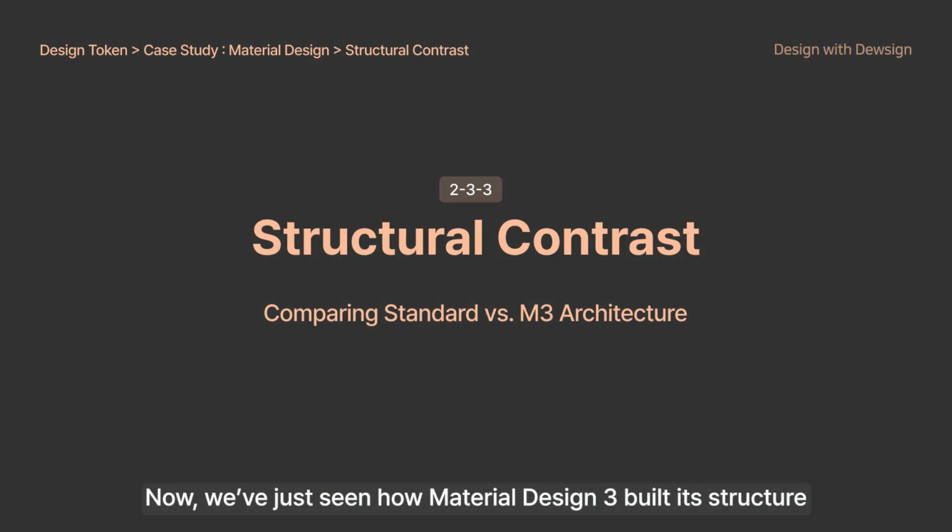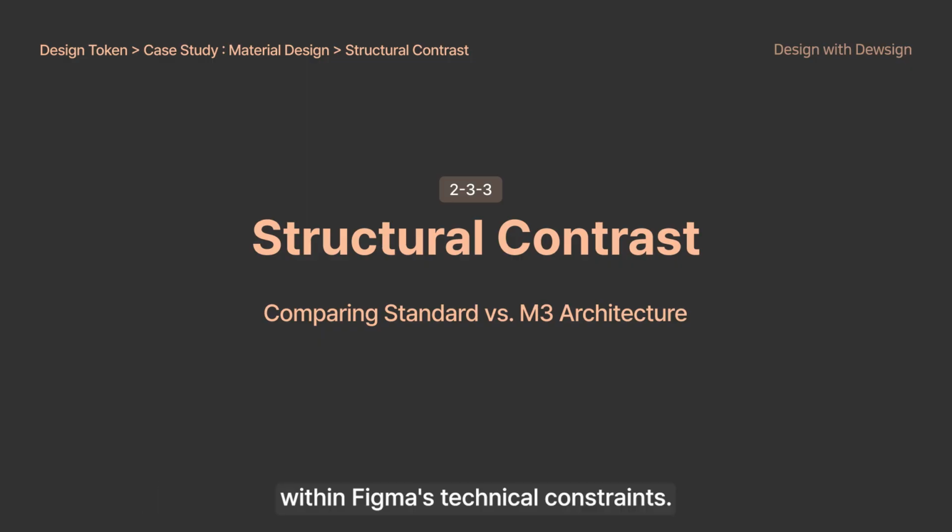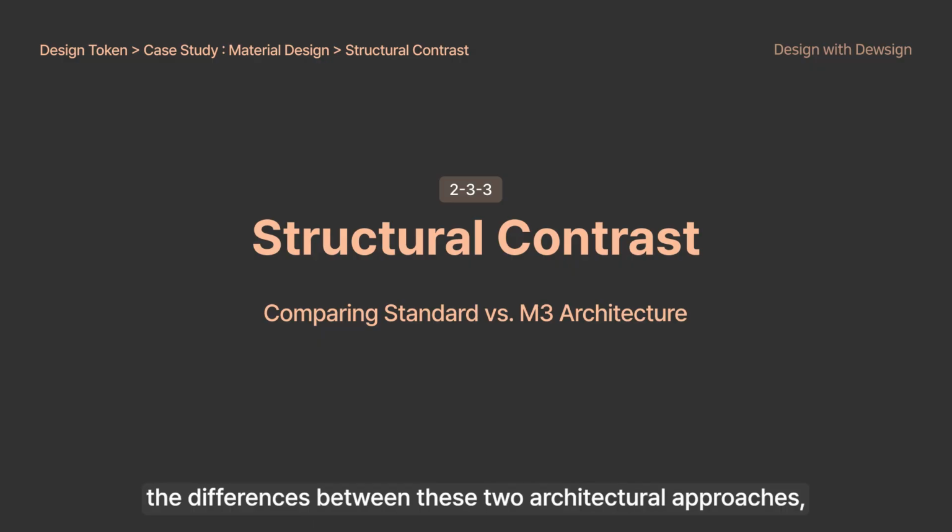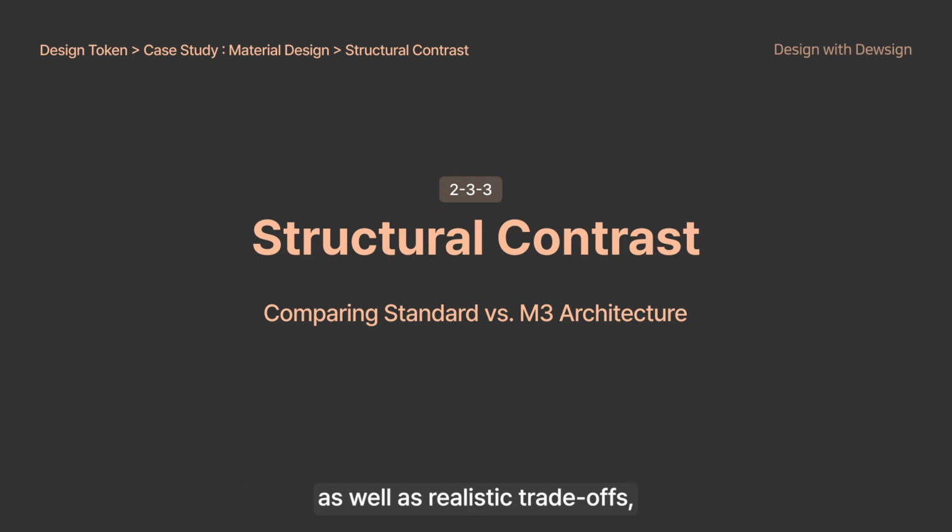Now, we've just seen how Material Design 3 built its structure and expanded its modes to maintain its design philosophy within Figma's technical constraints. As the final step of our material design study, we are going to contrast the standard textbook three-layer structure with this material design structure. Let's dive in to clearly pinpoint the differences between these two architectural approaches and find out what practical pros and cons, as well as realistic trade-offs, each one brings to the table.